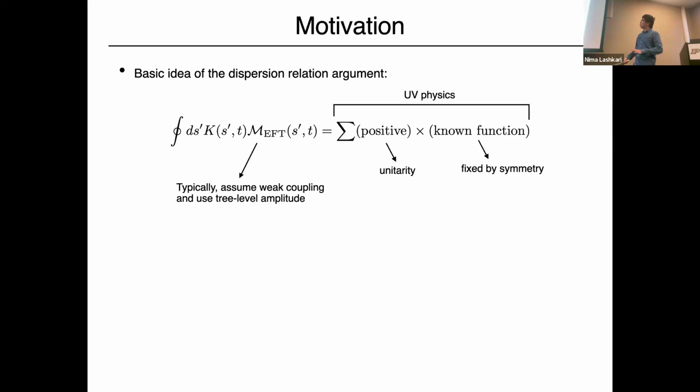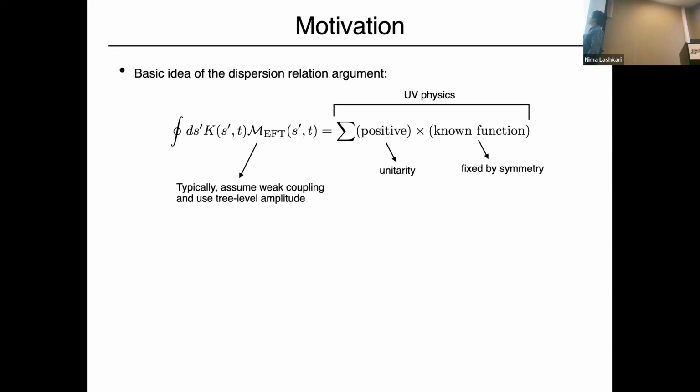So here's the basic idea of dispersion relations. I'll give more details later, but let me just explain some basics here. Using a dispersion relation, you can write down an equation like this, where the left-hand side is some integral, and this K is some kernel that you can choose. And this M_EFT is just the amplitude of your EFT, which you can compute using your low energy calculations. So the left side is something you can compute in your EFT. The right-hand side is some UV physics, which we don't know. That depends on your UV completion.